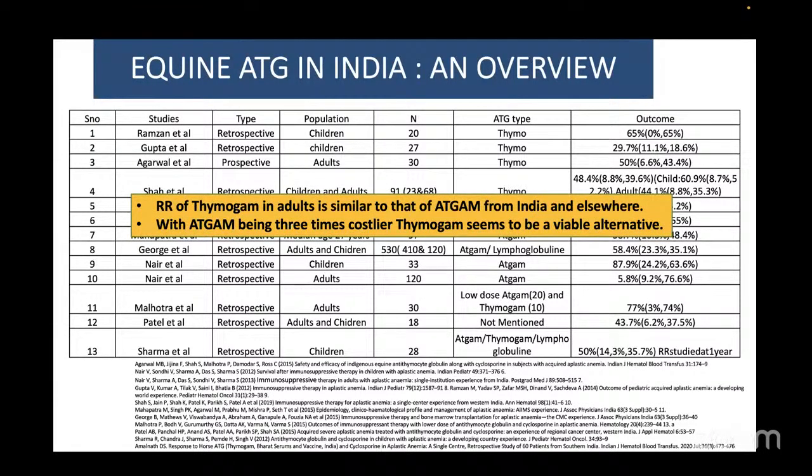So the response rate of Thymogam in adults is similar to that of ADGAM from India. ADGAM is the innovator molecule from India and elsewhere, with ADGAM being 3 times costlier than Thymogam. So it seems to be a viable alternative, and I agree to that 100%. We have had similar results with Thymogam, at I think almost 1/5 of the cost of the ADGAM. So we are lucky to use Thymogam here.